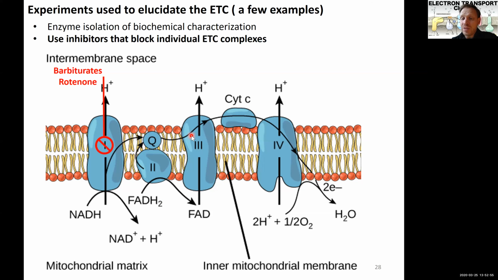This branching now becomes a fail-safe mechanism, right? Assume you have overdosed on barbiturates, on these sedatives, and your complex 1 is blocked. If you would only go from complex 1 to 2 to 3 to 4, you would not be able to do ETC anymore. This would be fatal, right? You cannot actually make ATP anymore, and you need ATP to survive.